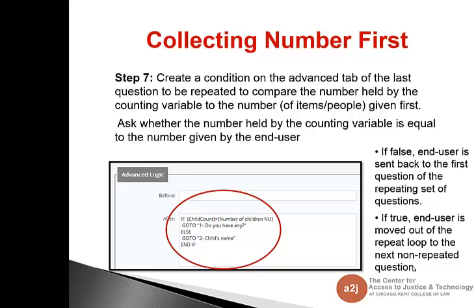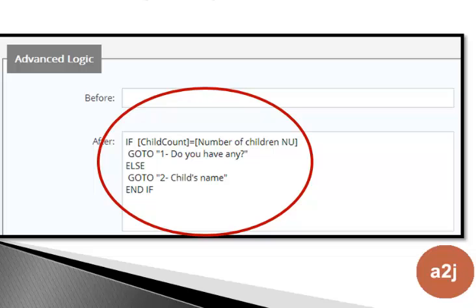The last step is to evaluate whether the number of times they've gone through it, child count, is equal to how many times they said they had to go through it, which is held by the variable number of children NU. So step 7 is to create a condition on the advanced logic section to compare the number held by the counting variable to the number given to you in the first how many question. So you ask whether the number held by the counting variable is equal to the number given by the end user. If false, the end user is sent back to the first set of repeating questions. If true, the end user is moved out of the repeat loop to the next non-repeated question.